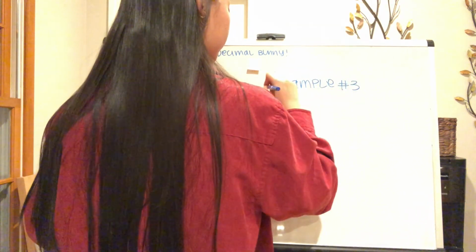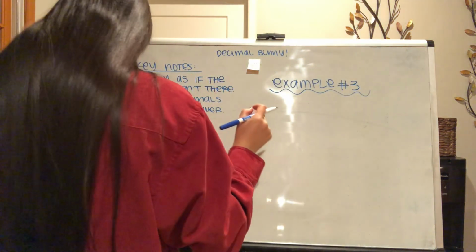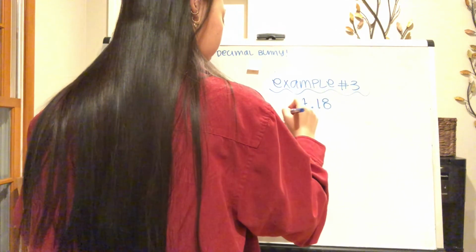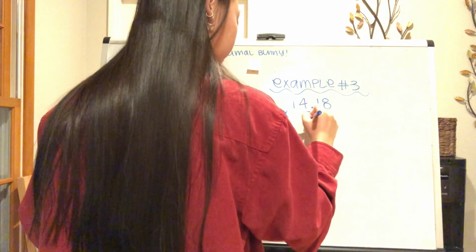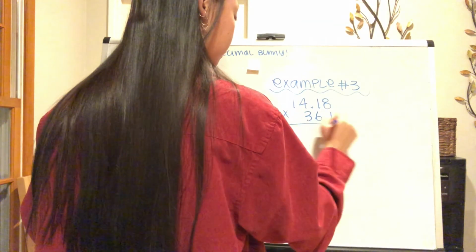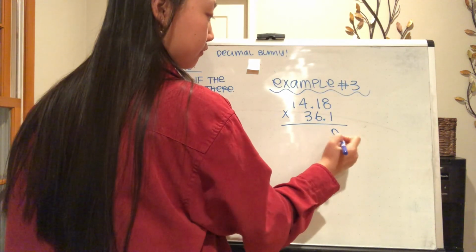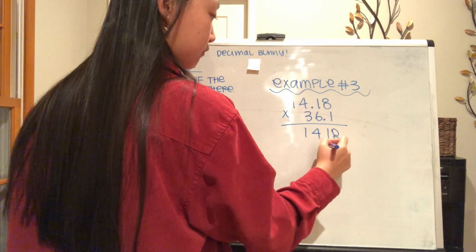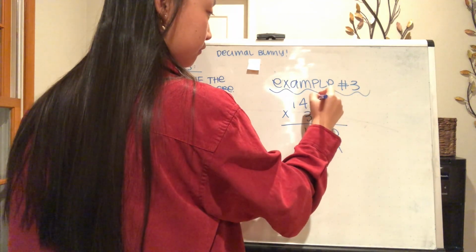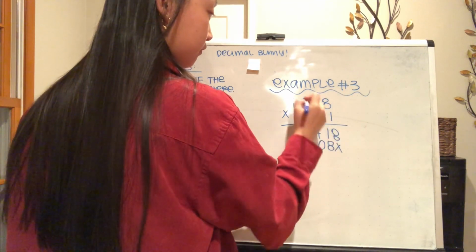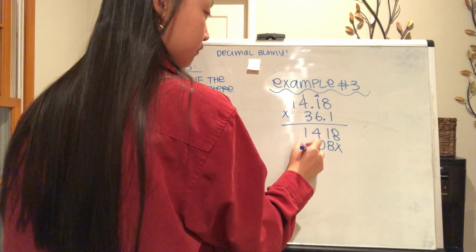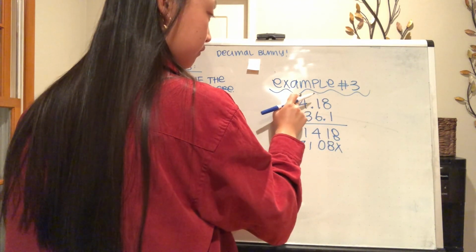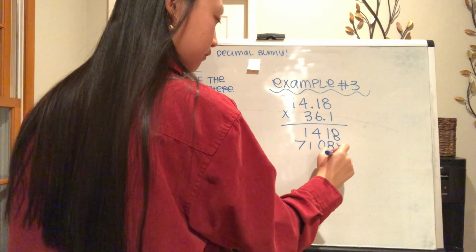And now we're moving on to example 3. For this example, we have 14.18 times 36.1. So we're going to multiply it all out. 8 times 1 is 8, 1 times 1 is 1, 4 times 1 is 4, 1 times 1 is 1. I'm going to put the X, and then 6 times 8 is 48, carry the 4. 6 times 1 is 6, plus 4 is 10, carry the 1, then it's 25. 6 times 1 is 6, plus 1 is 7. Then you're going to make sure to put 2 X's.